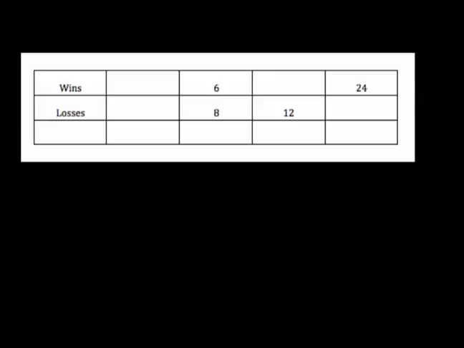Let's look at this basic table. This looks like it's talking about wins and losses for a sports team. It gives us 6 and 8. It says that my team has won 6 games and lost 8 games. Okay, well, let's figure out how we can use this information to fill out the rest of the table.